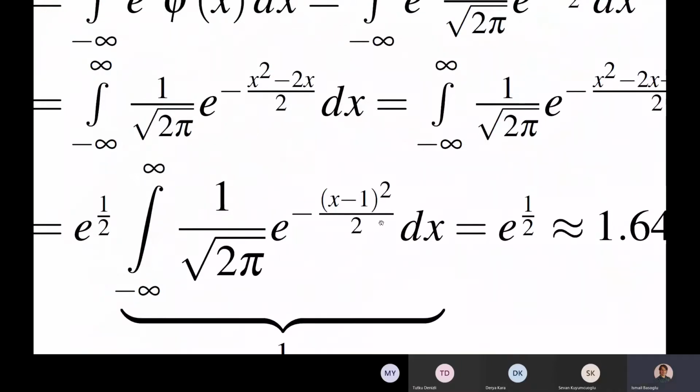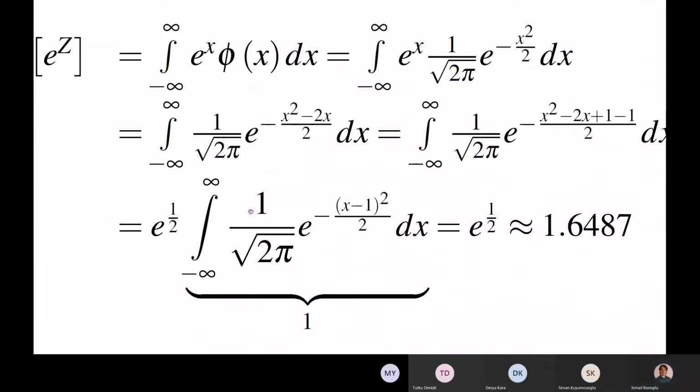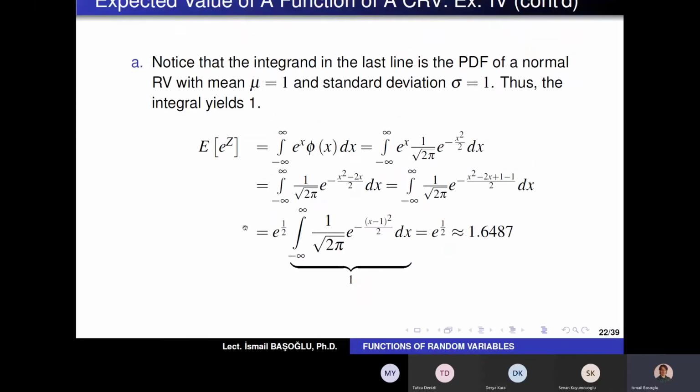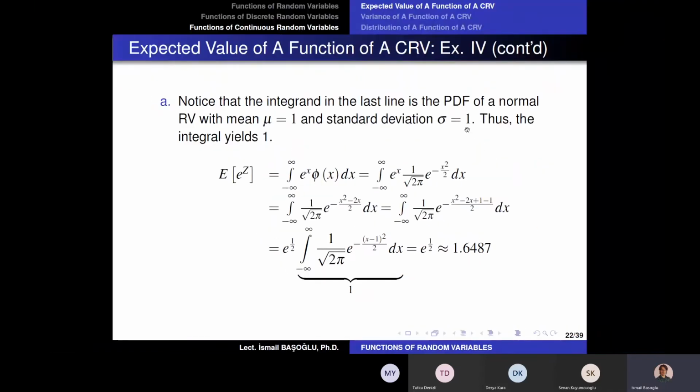This means that the integrand here is the probability density function of a normal random variable with location parameter 1 and scale parameter equal to 1. So the total area under that probability density function should be equal to 1, because it's a probability density function. Therefore, the result is equal to e to the power 1 over 2, which is calculated as 1.6487.